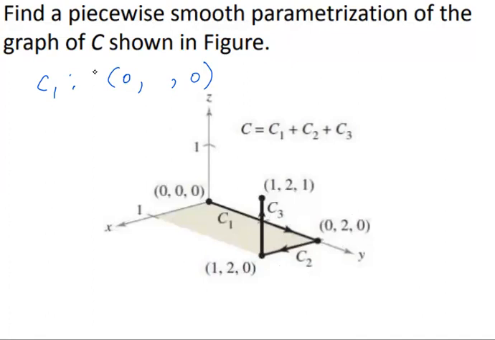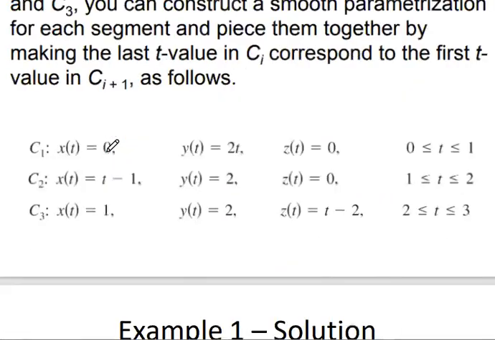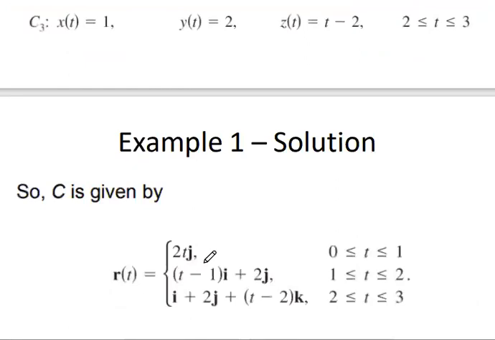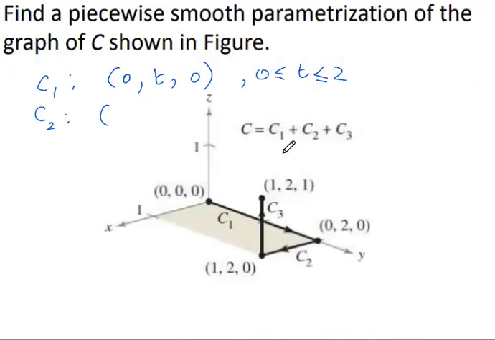If I put t here, my t varies from 0 to 2. So this is the C1 bit, and this is the C2 bit. So this is your R, the R path of t. The first bit, the C1 bit, is all right. t varies from 0 to 2.